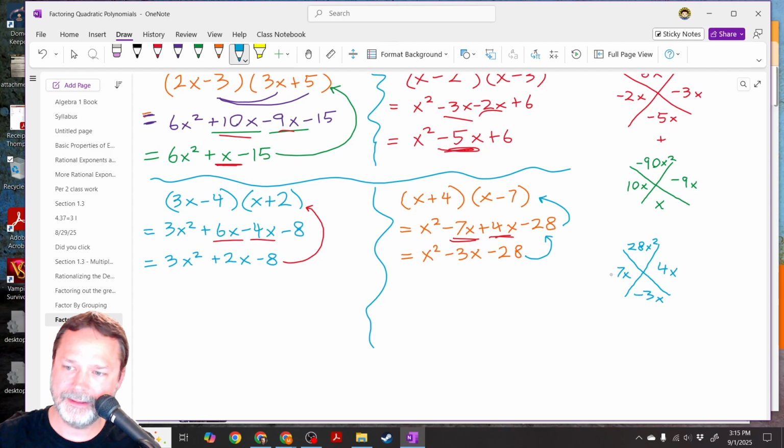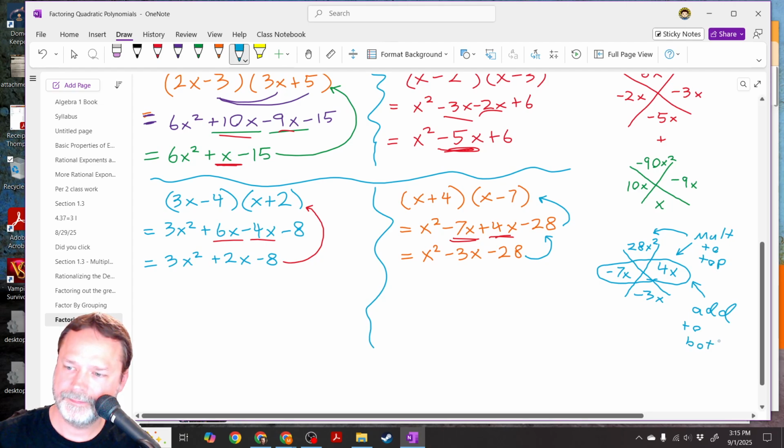Let's see, I want to add to the bottom, so negative 7x, multiply to the top. So these guys are right here, right? Okay. Multiply to the top, right there, and they add to get the bottom. Right there, you add them, you get to the bottom.